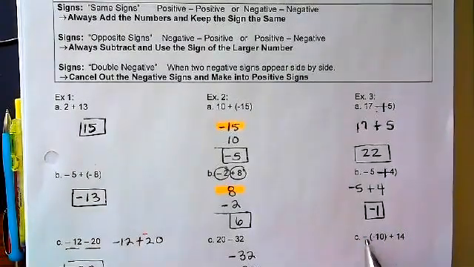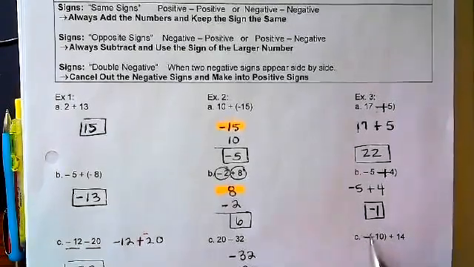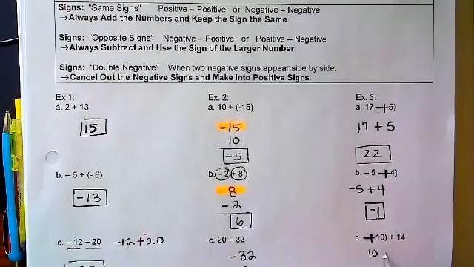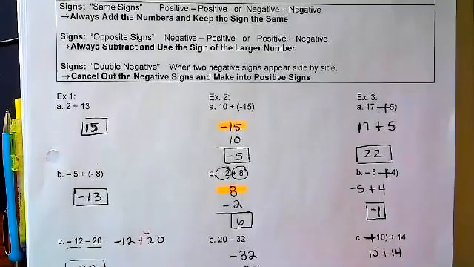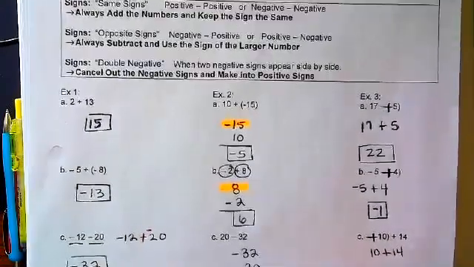Letter C, again, before I identify same or opposite signs, I see a double negative here, so I want to change that. So really, this is just simply like saying 10 plus 14. So those are same signs, you add, and you get a positive 24.